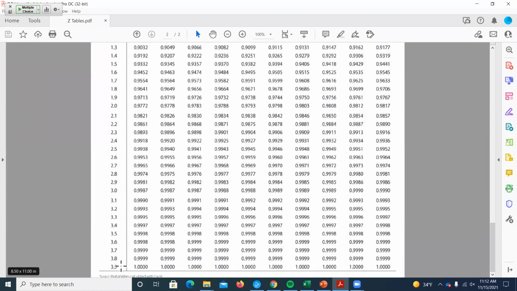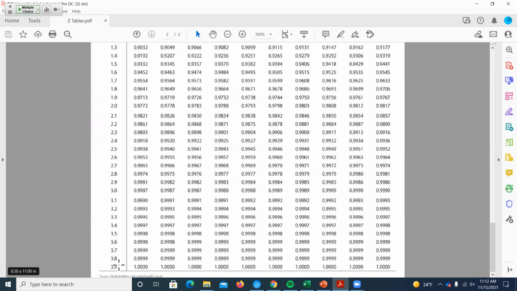Well, the highest statistic I can find, oh, sorry. Let's see if we can get this back on here. I don't know why I did that. Let's see if it'll go to my screen now. There we go.